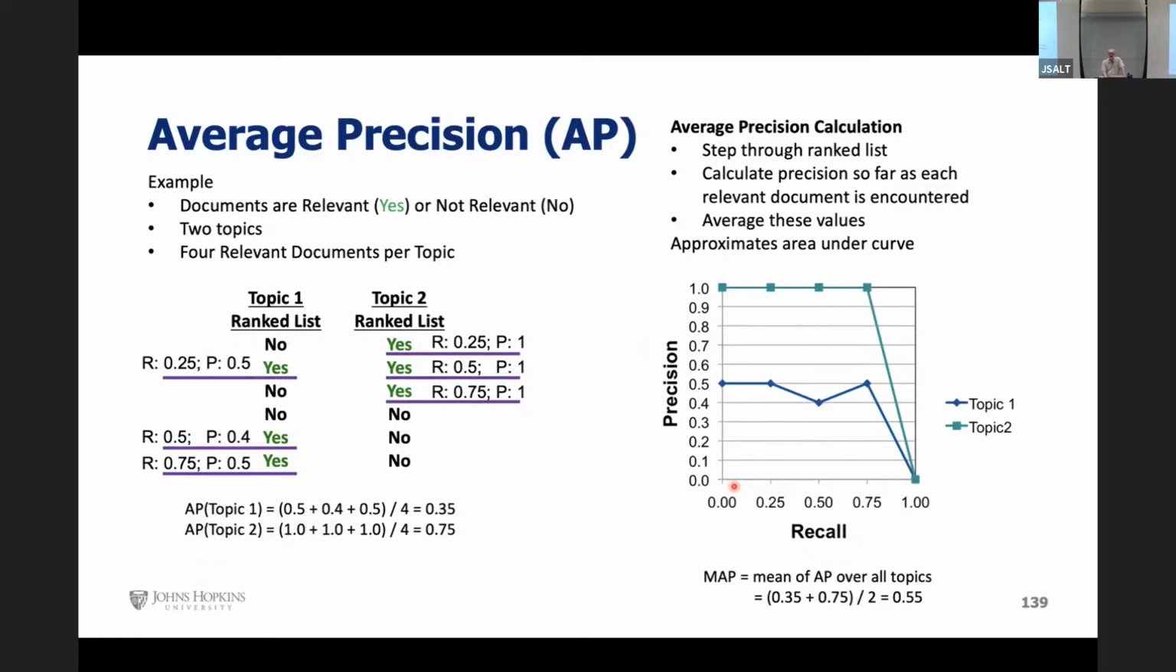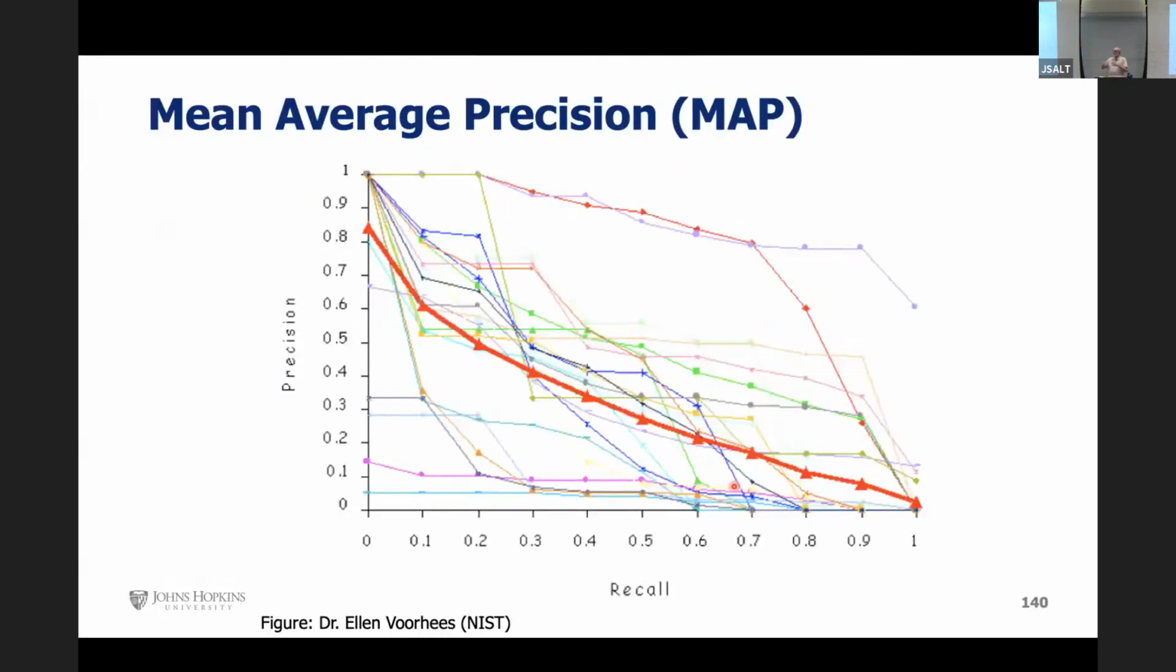So average precision is how evaluations will evaluate a single topic. Mean average precision looks over many topics. So you just average across all your topics. You have 50 topics. Your mean average precision looks like something like this. But people just talk about a single mean average precision score. What it really looks like under the hood is this.